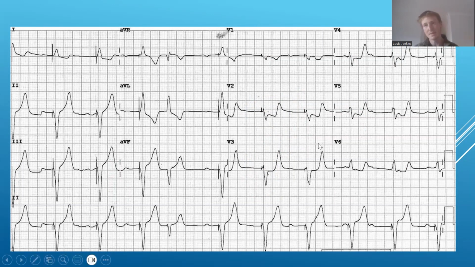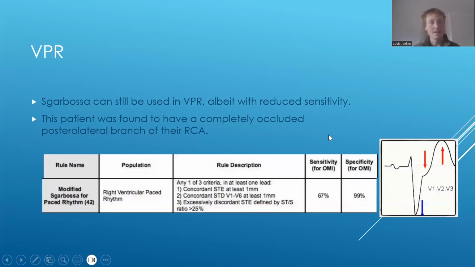I hope that concept's making sense to people. It's a lot to get your head around, but you'll get there eventually with enough practice. I can guarantee it. So Sgarbossa can still be used in VPR, albeit with reduced sensitivity. And this patient was found to have a completely occluded posterolateral branch off the RCA. So sensitivity drops down to 67% with Sgarbossa. Now, interestingly, the Barcelona algorithm, which is the one I used to interpret that ECG, hasn't actually been validated for VPR. It's just for left bundle branch block.